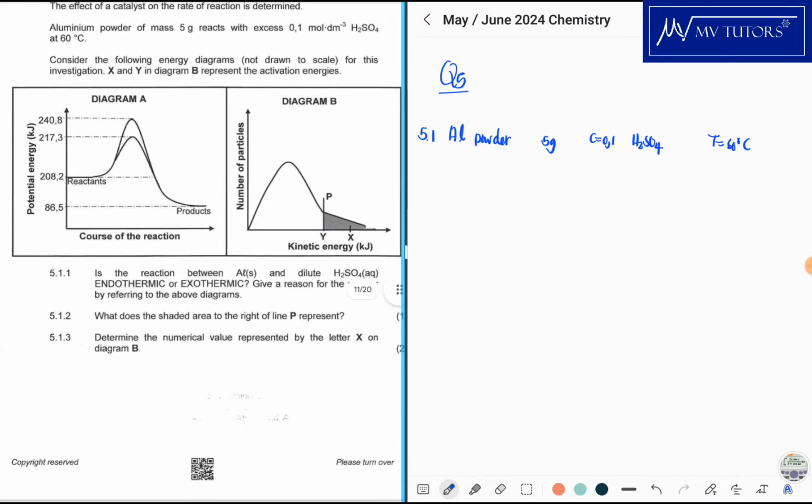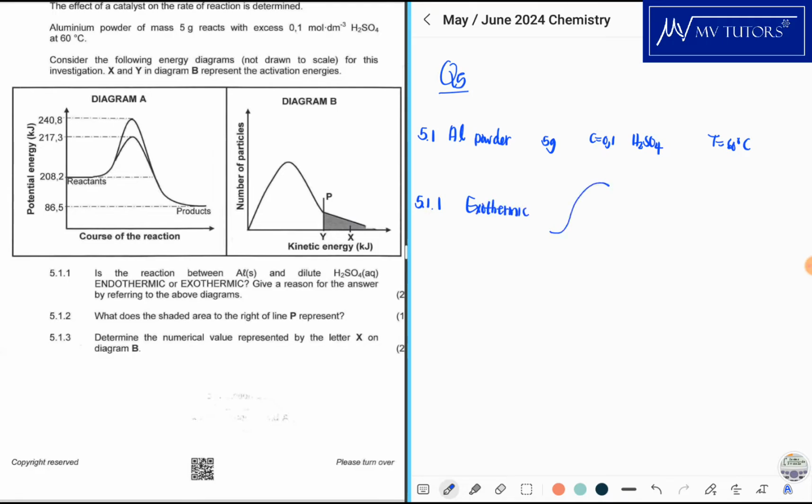That's the Maxwell-Boltzmann diagram. So 5.1.1, is the reaction between aluminium and dilute sulfuric acid endothermic or exothermic? Give a reason for the answer by referring to the above diagrams. All right, so we can see that the products have less energy than the reactants, okay? I normally look at this big space that we have after the products are formed. So energy has been released, so I would say this is exothermic.